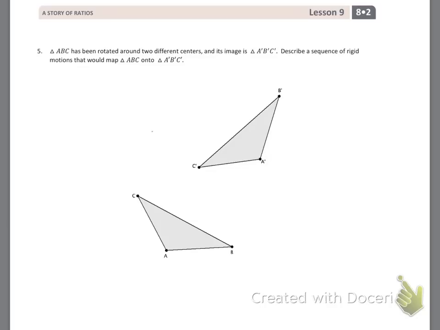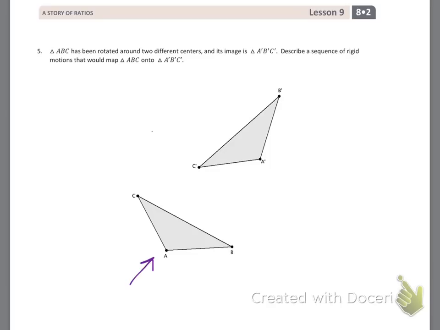Triangle ABC has been rotated around two different centers, and the image is A prime, B prime, C prime. We know that we can't just rotate it back in a single rotation on either of those centers. We have to find a new center, but there's another way we can get A, B, C to map onto its image. And so we're asked to describe a sequence of rigid motions that would map triangle ABC onto A prime, B prime, C prime.